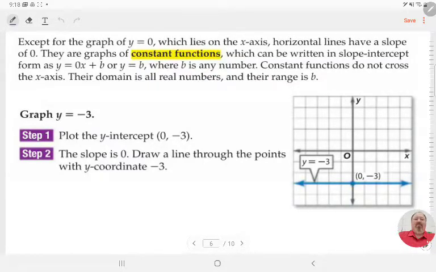So for example, if we have y equals negative 3, we know it's going to cross down here at negative 3, and then I just draw a line through at y equals negative 3. Okay? And that's all I do. It's a horizontal line.